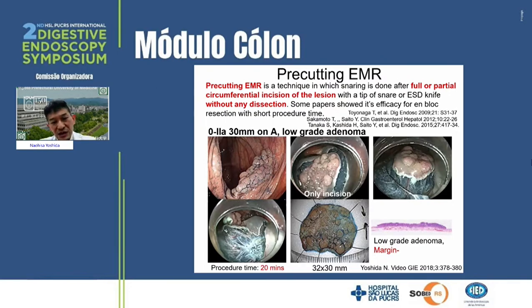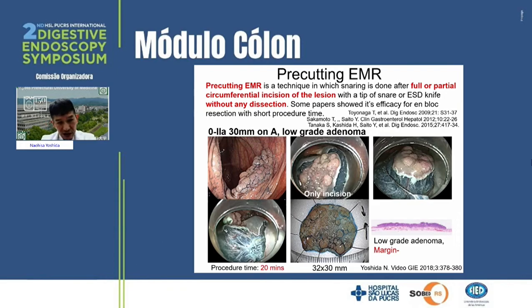And precutting EMR is my recommendation. It is a technique in which snaring is performed after full or partial circumferential incision of the region with a tip of snare or ESD knife without any dissection. So it means easier than hybrid ESD. And some papers showed its efficacy for en-bloc resection with short procedure time.